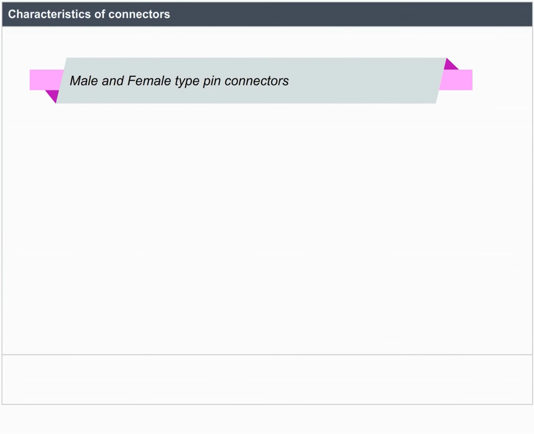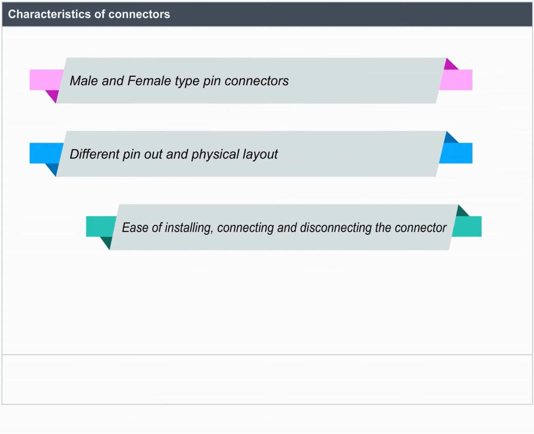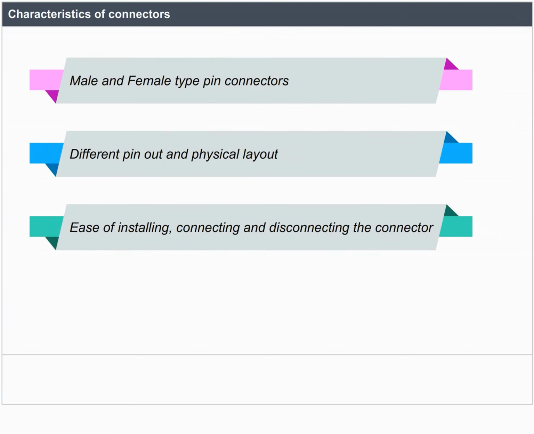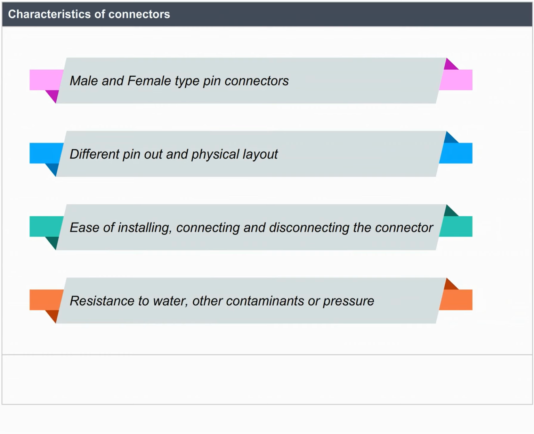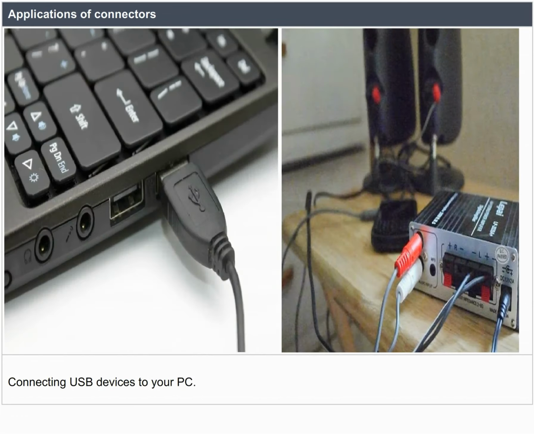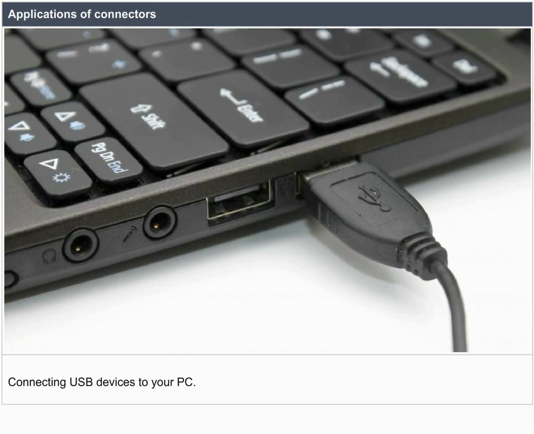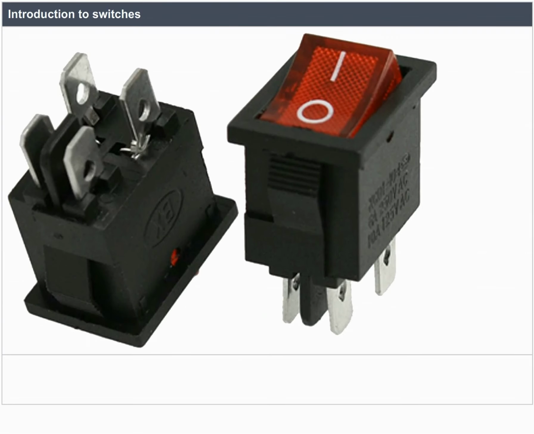Characteristics of connectors. Male and female type pin connectors, different pin out and physical layout, ease of installing, connecting and disconnecting the connector, resistance to water, other contaminants or pressure. Applications of connectors. Connecting a loudspeaker to an amplifier, connecting USB devices to your PC, connecting or joining two fiber optic cables.